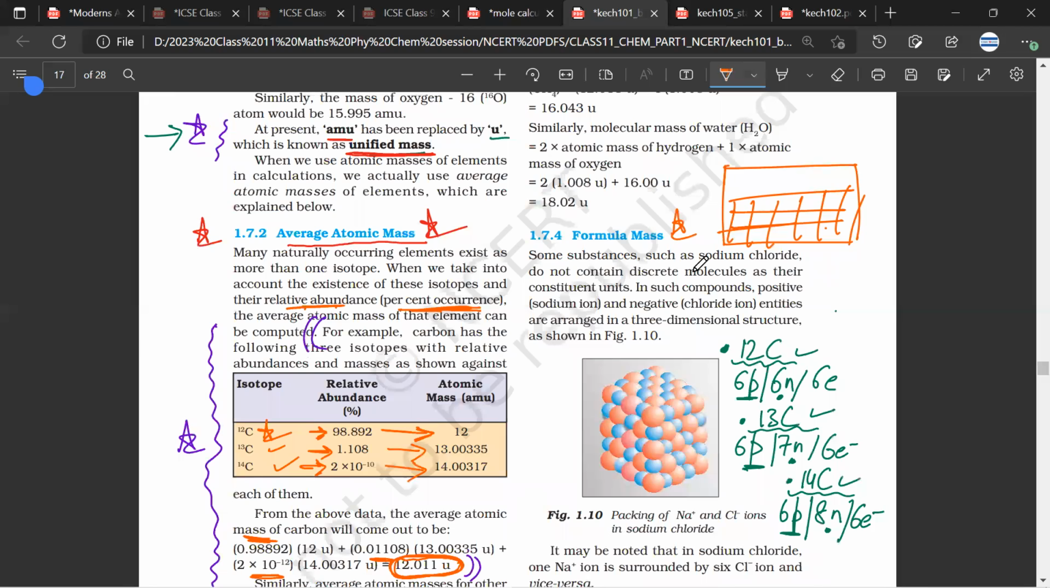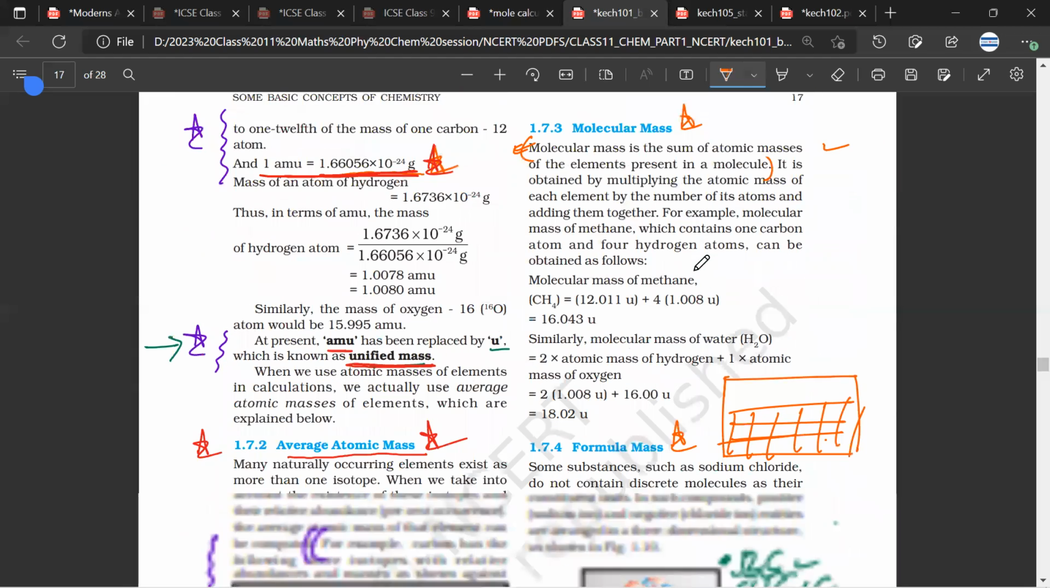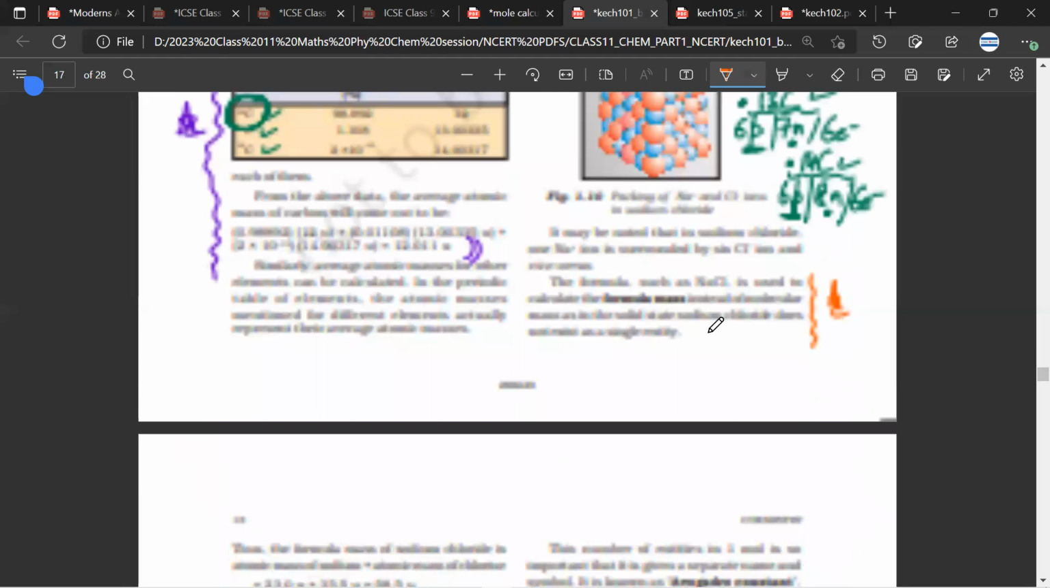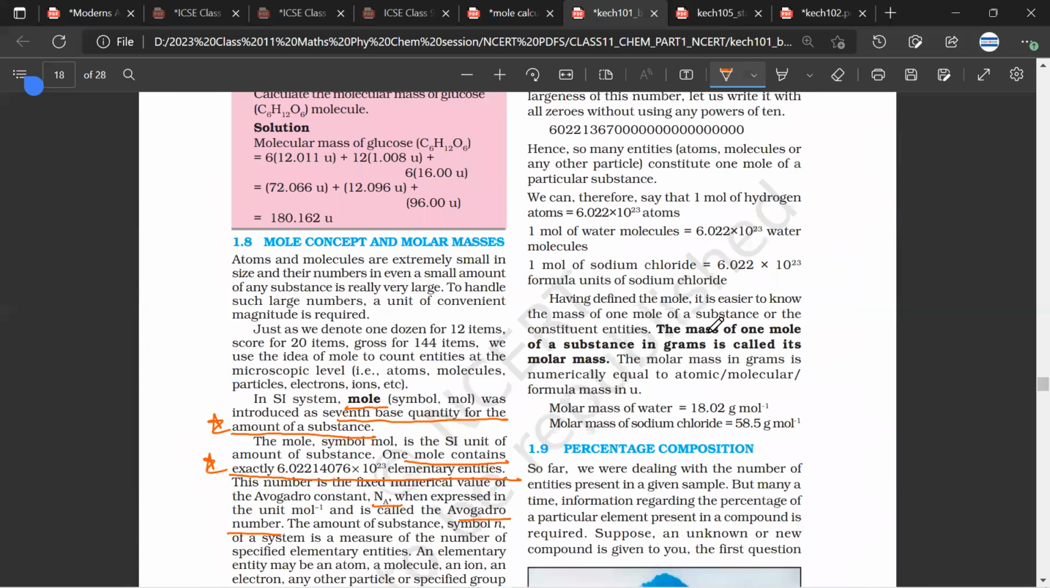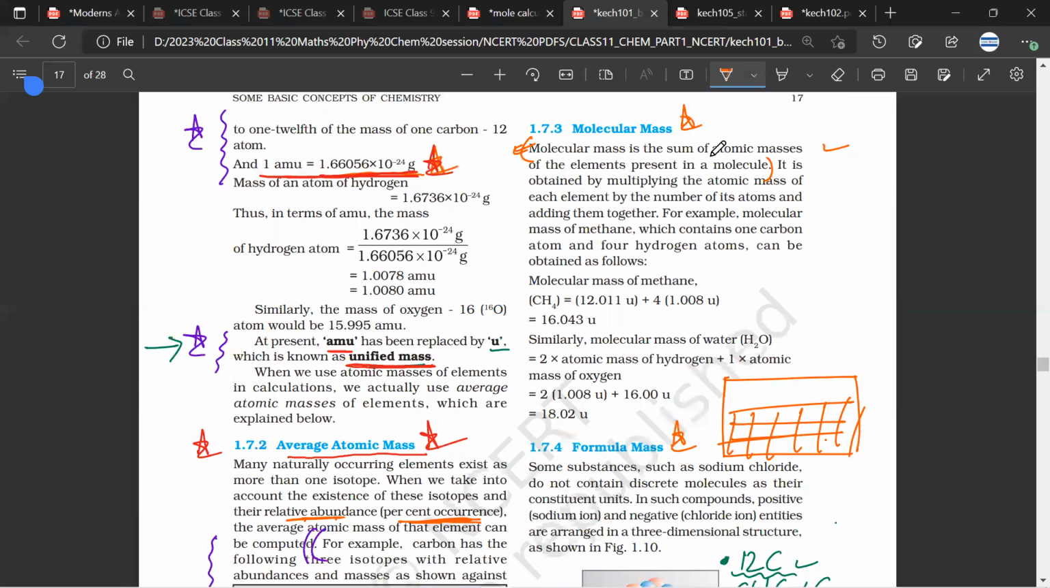Is it making sense now? Okay. And there's one small topic that I want to cover, the difference between the molecular masses and the formula masses.